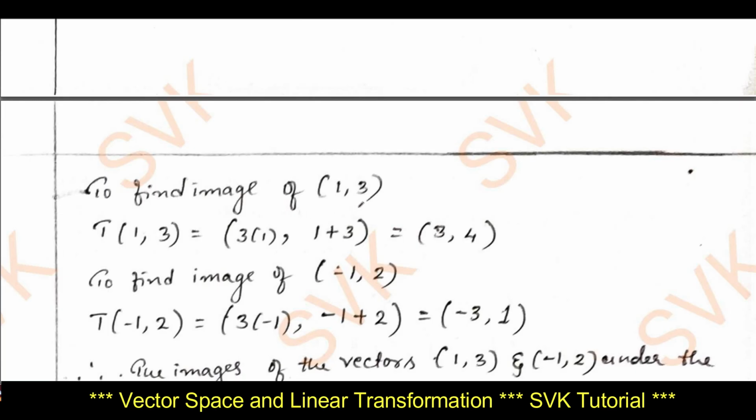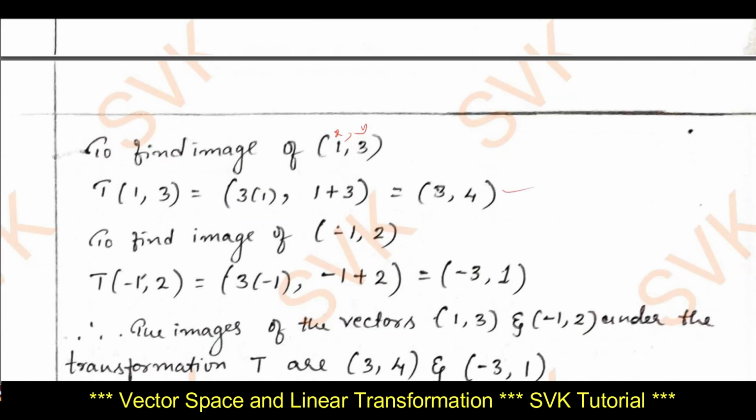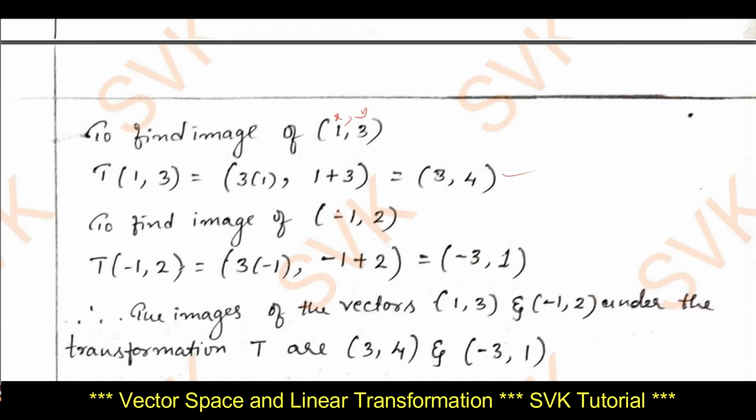To find the image of (1, 3), you can consider x as 1 and y as 3. Transformation of (1, 3): just substitute x equal to 1. 3x, that is 3 into 1, comma x plus y, 1 plus 3. So I am going to get (3, 4). This is the transformation for (1, 3). Similarly, find out the transformation of (minus 1, 2). I am going to get (minus 3, 1). So this is the transformation for the given values.